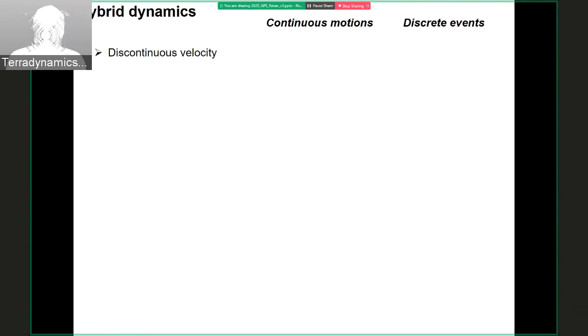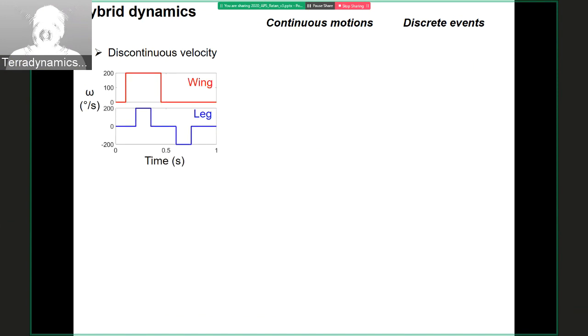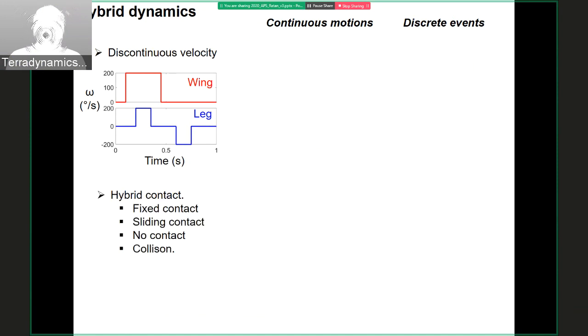To calculate energy, we need to figure out the dynamics of the system. Even though the system is simple, it is a hybrid dynamical system. As we mentioned before, the velocity is discontinuous, and the contact between wing and ground is hybrid. The contact could be fixed contact, sliding contact, no contact, or collision.